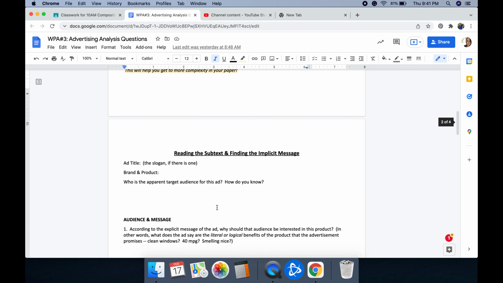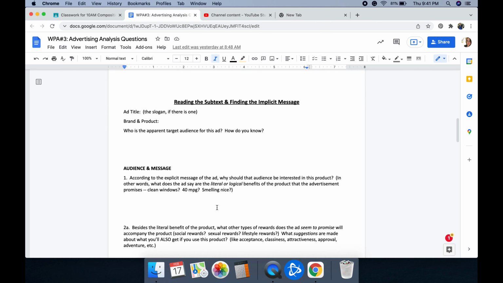Having said that, you can do most of this in a short paragraph each, or even maybe 3, 4, 5 sentences each to answer each of these, depending on the type of question and what you see in your ad. Don't forget up here, if your ad has a slogan, that's the title of the ad. What is the brand and what is the product being advertised?